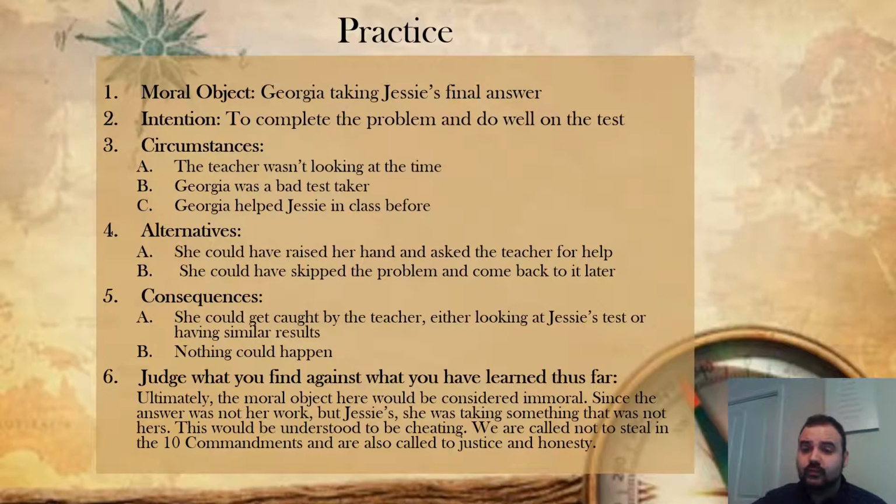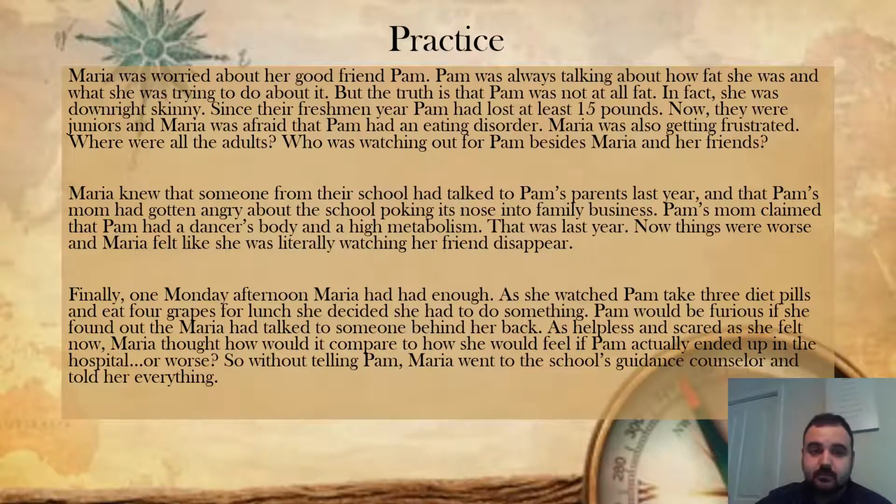So let's look at one more situation together, this situation about Maria and Pam. Maria was worried about her good friend Pam. Pam was always talking about how fat she was and what she was trying to do about it. But the truth is that Pam was not fat at all. In fact, she was downright skinny. Since their freshman year, Pam had lost at least 15 pounds. Now they were juniors and Maria was afraid that Pam had an eating disorder.